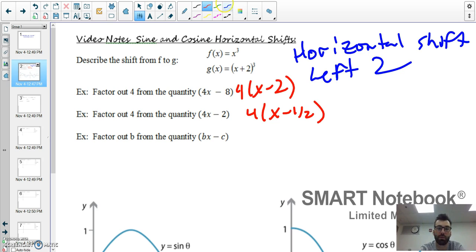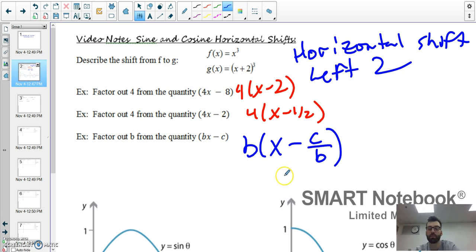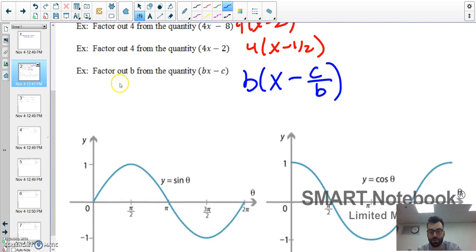So now we want to think about factoring out a b from this quantity. If I take out this b, I'm left with x. And similar to what we did here, where 2 over 4 gave me 1/2, I'm going to subtract c over b. This is going to become very important today now that we're talking about horizontal shifts. In the next video, we'll talk about vertical.